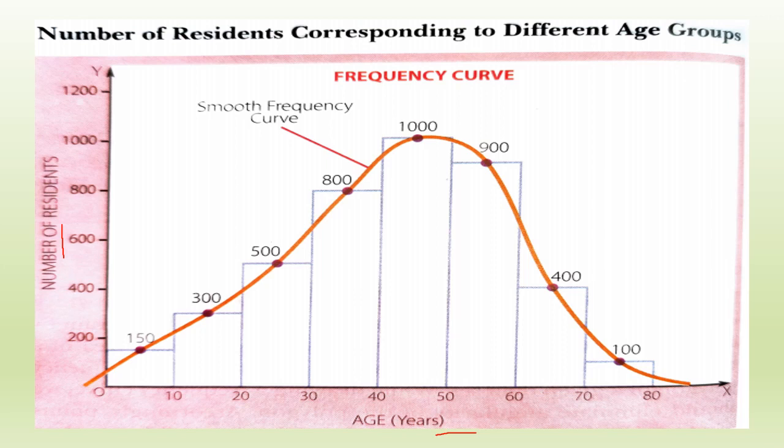First class interval was 0 to 10. Okay, and number of residents were 150, that is frequency. So the length of the bar would be 150. Okay, similarly, I have constructed this histogram. After that, I shall mark the midpoint on the top of the histogram and then join them freehand. Okay, join them by freehand without using scale. Okay, so this is smooth frequency curve, and remember that this point would be joined to x-axis and this point of the frequency polygon would also join to x-axis.